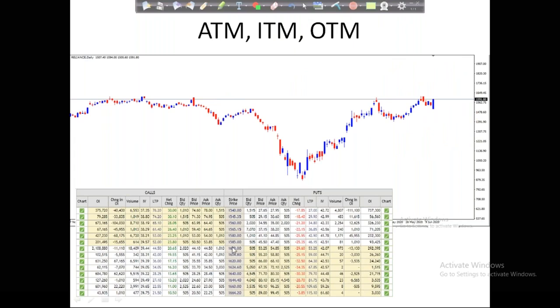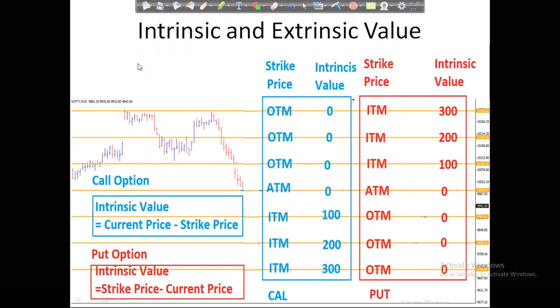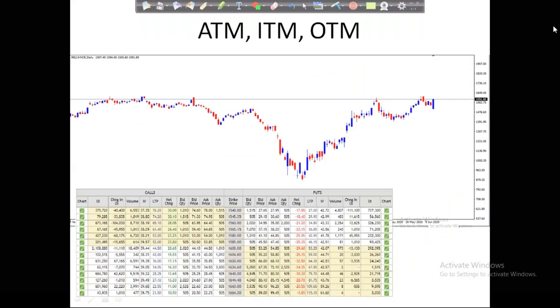Now let me zoom in somewhere. This is an option chart, and we'll discuss the option chart. Okay, ATM. Now another thing we must know is intrinsic value and extrinsic value. Do you have any doubt about ATM, OTM? Okay, nice.